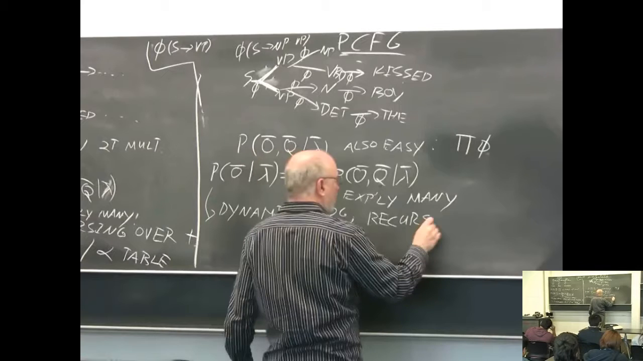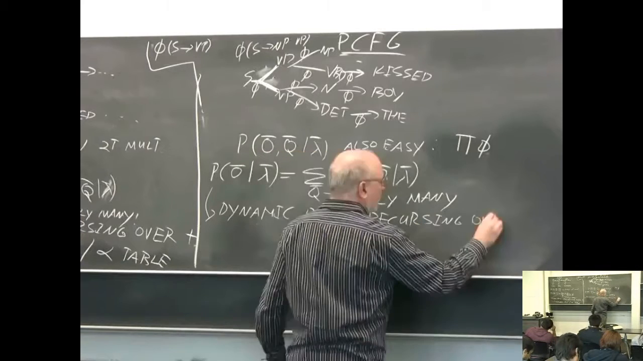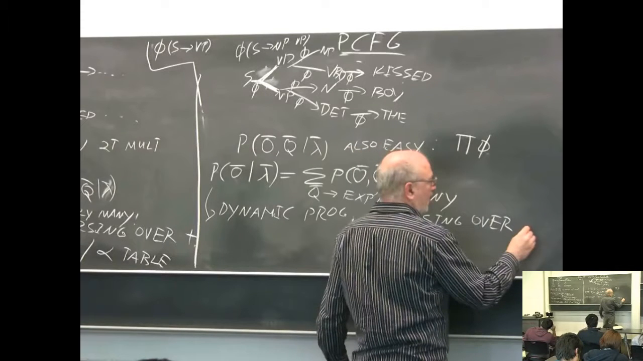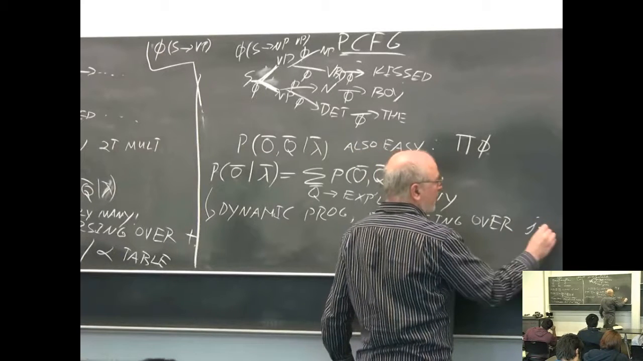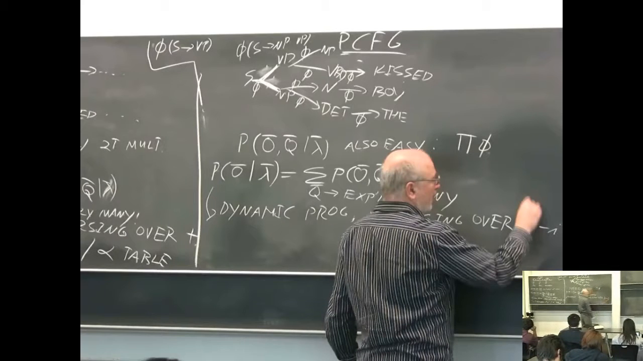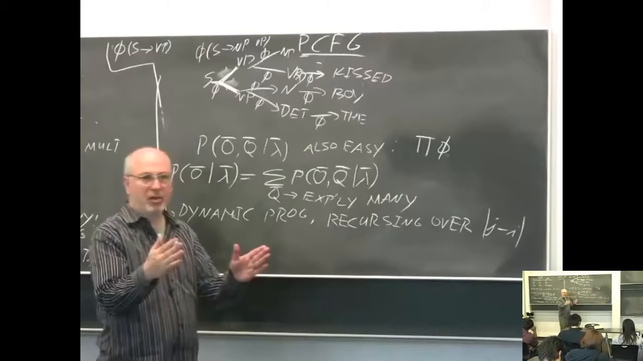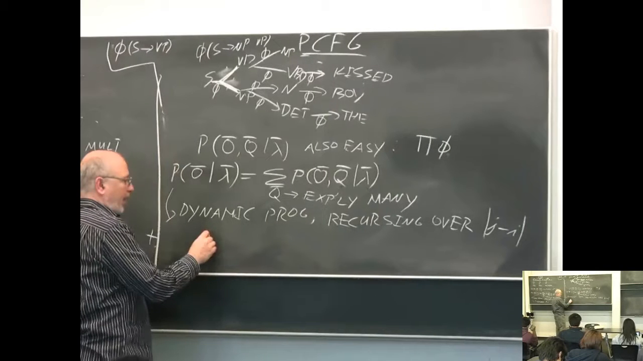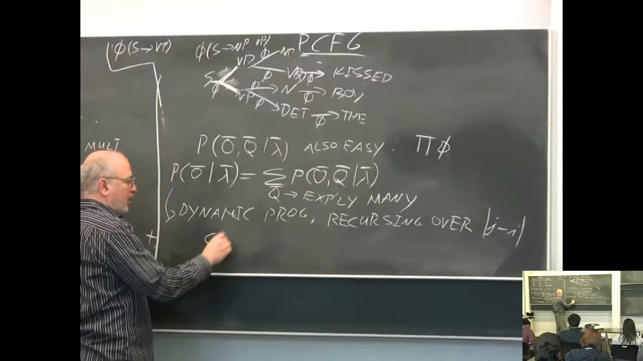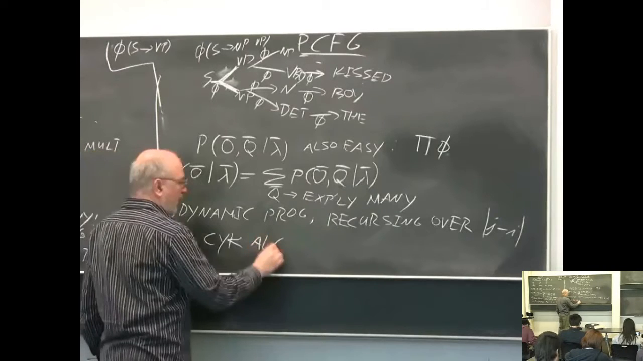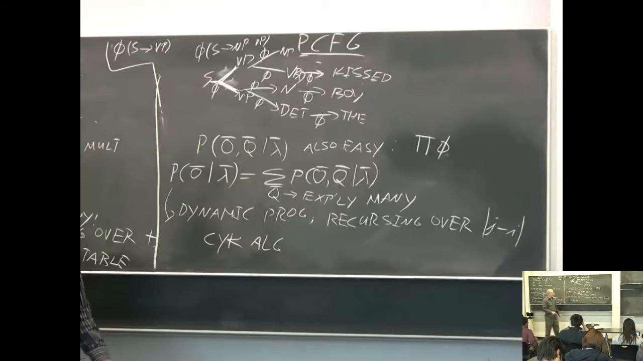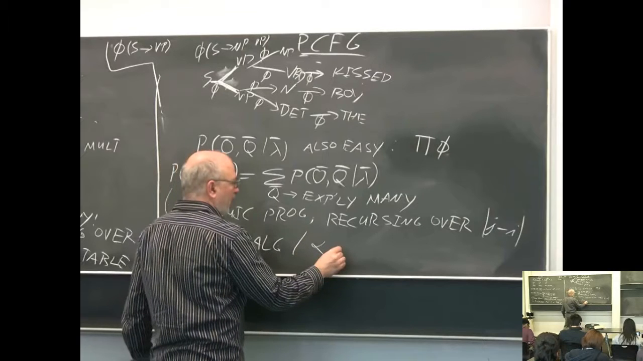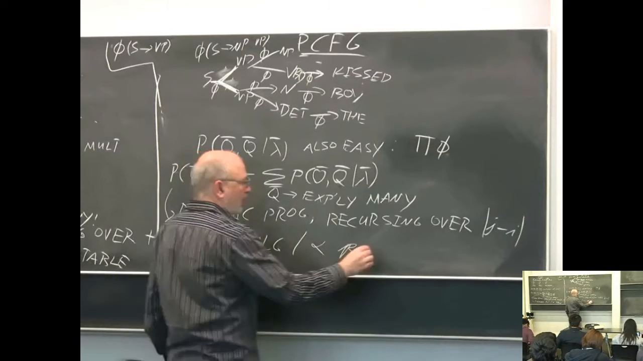Recursing over, call it j minus i, the size of j minus i of the indices, the length of the fragment. This goes by the name of the CYK algorithm, with alpha beta calculation tables.